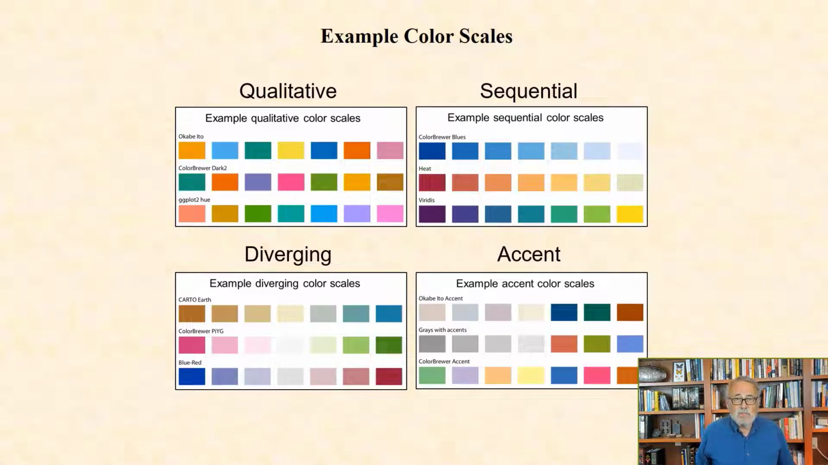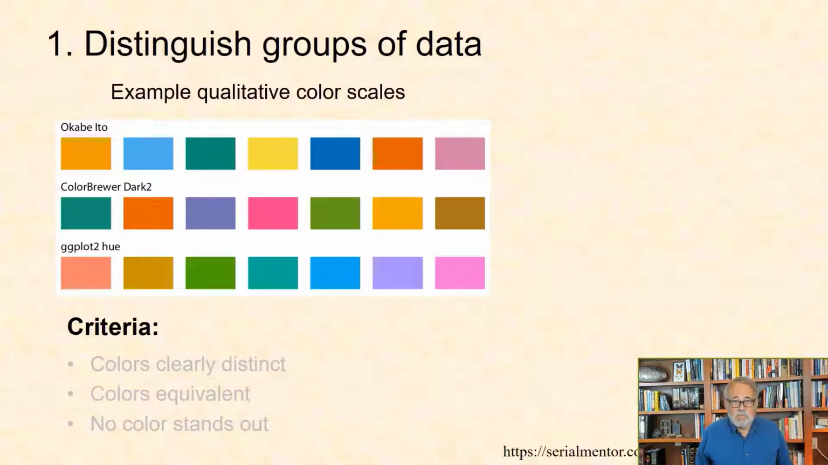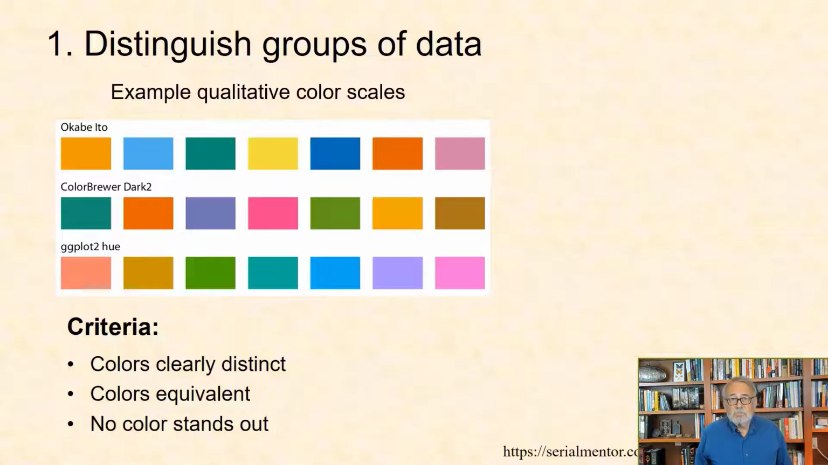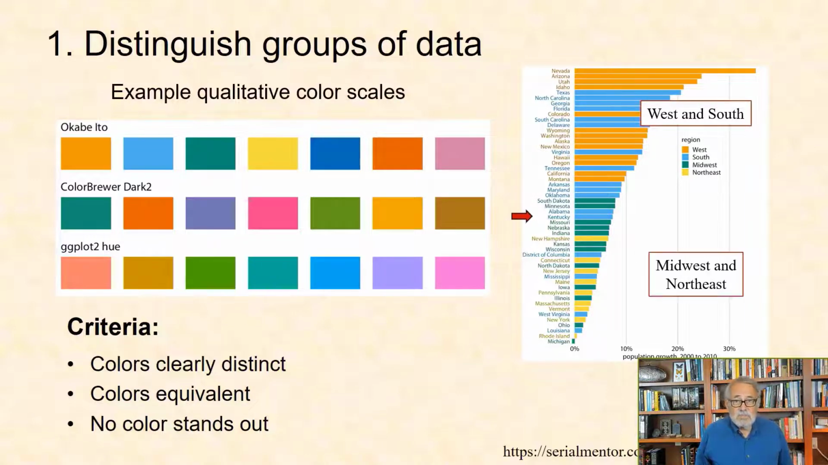Within each of these categories, you see palettes of complementary colors. The first group is used to distinguish groups of data. Criteria include colors are clearly distinct, colors are equivalent, and no color stands out. This shows an example graphic. You can see it is color-coded such that each region of the U.S. is coded with colors that are distinct but complementary.